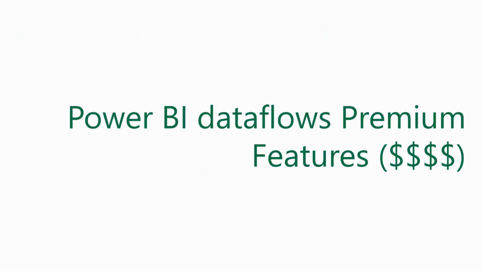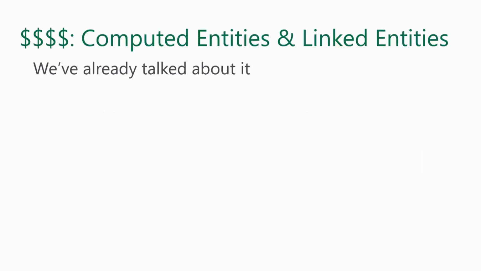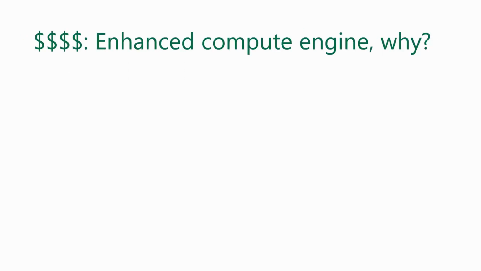This ends up the ways of creating Power BI data flows. There are some premium features for using data flows. One of them, we have already seen it: the computed entities and the linked entities. You have to buy a premium license, a premium capacity to use them. So your workspace must be backed by a premium capacity to use them. There's another premium feature that is called Enhanced Compute Engine. It's a very powerful feature that you can use, but you have to use it in very specific scenarios.